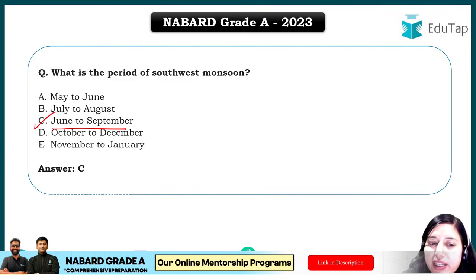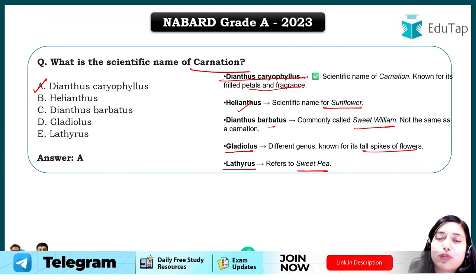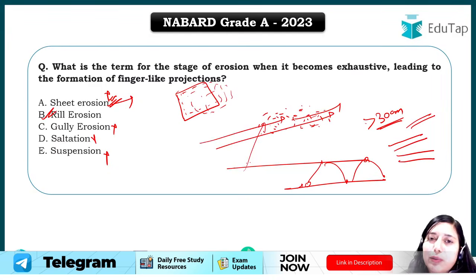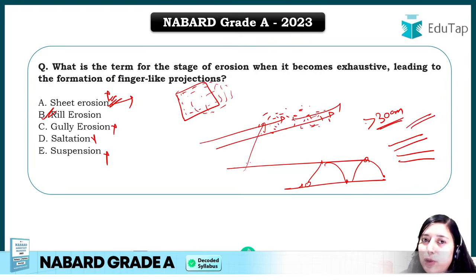Very easy question, right? So you have to just learn. Now see, as we are going through these questions, you have to take a note of topics also from where this question has been asked. So here a question has been asked from scientific name. I have already told you that you have to learn scientific name of important crops, right? This question is from soil erosion, so you have to cover topic soil erosion.